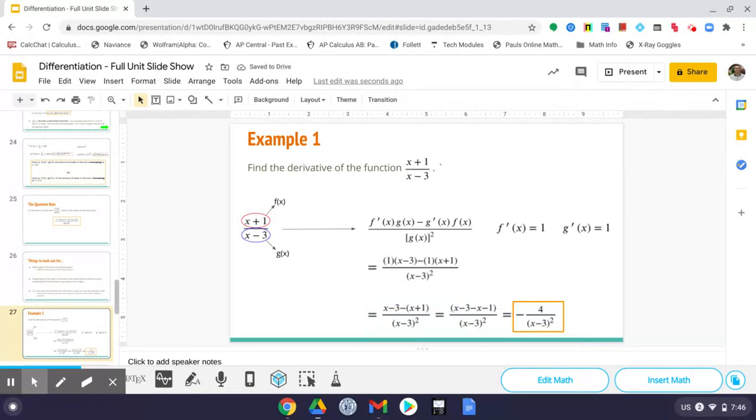So here's my next steps. And again, you can see that the distribution of the negative comes in. Once I do that, I have some simplification on the top. X minus x will go away. Negative 3 minus 1 will become a negative 4. And the x minus 3 squared will stay on the denominator. There's example 1.